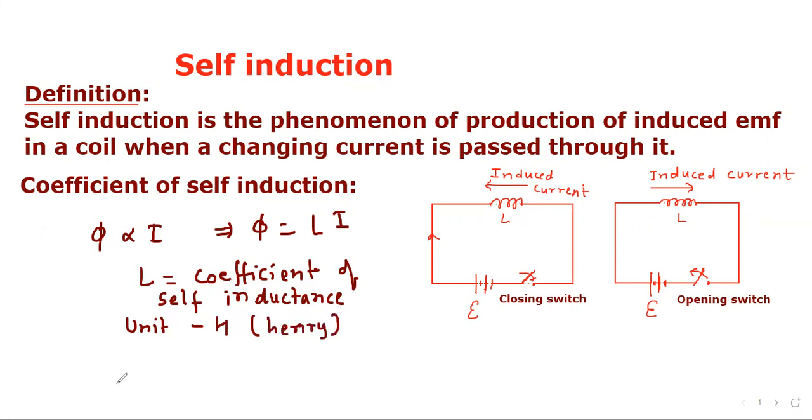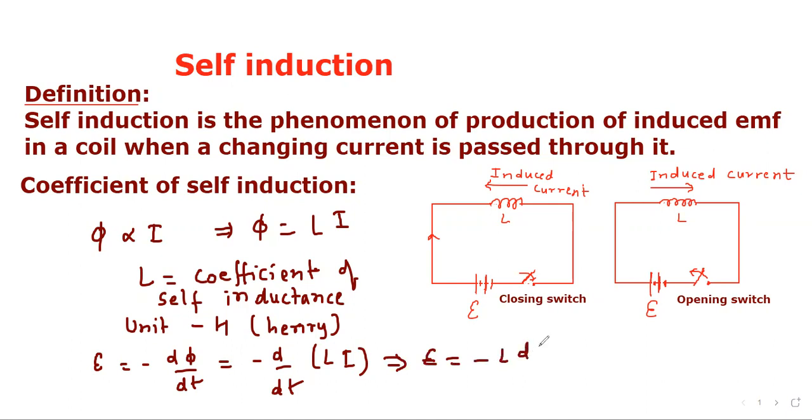Henry. Now let's find out induced EMF. So induced EMF equal to minus d phi by dt. So minus d upon dt of phi is Li. L is a constant. So that will be equal to E equals minus L di by dt.